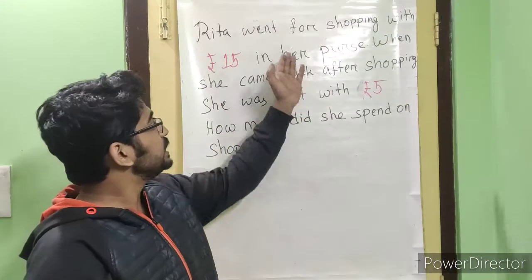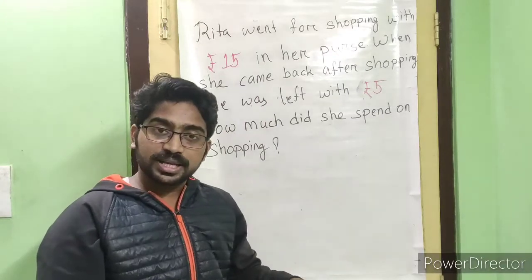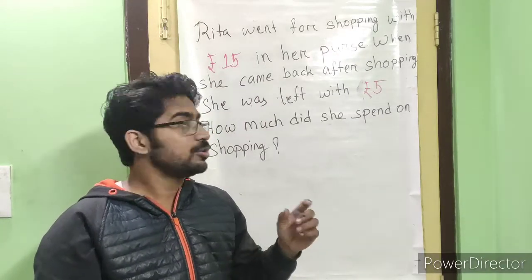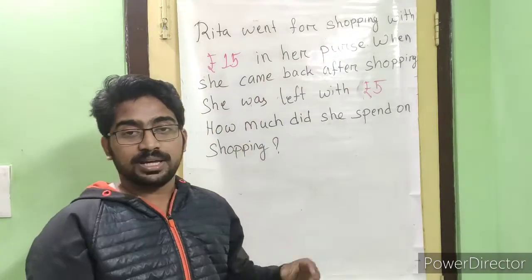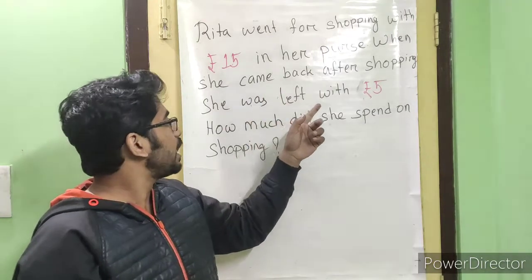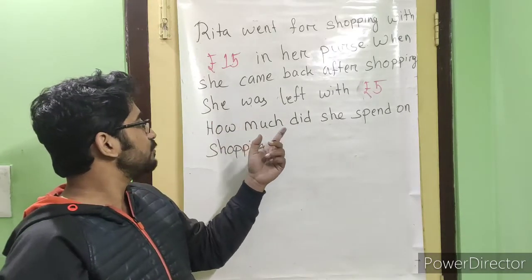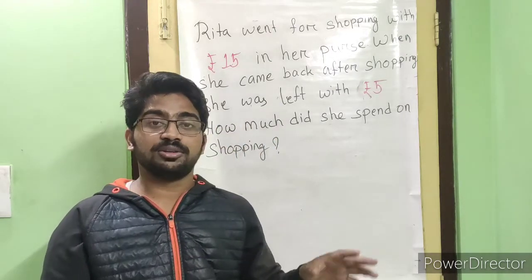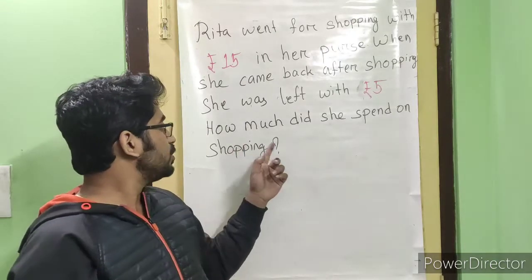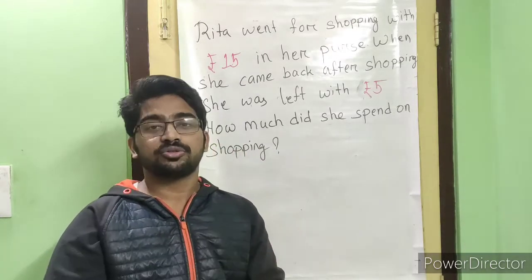আরেকবার পড়া যাক। Rita went for shopping with rupees 15. Rita shopping করতে গেছিল 15 rupees নিয়ে বা 15 টাকা নিয়ে। In her purse, তার ব্যাগের মধ্যে 15 টাকা নিয়ে সে শপিং করতে গেছিল। When she came back after shopping, যখন সে শপিং থেকে ফিরে এসেছিল, she was left with rupees 5. তার কাছে কত টাকা ছিল? শুধু 5 টাকা ছিল। How much did she spend on shopping? তাহলে সে শপিং এ কত টাকা খরচ করেছিল?